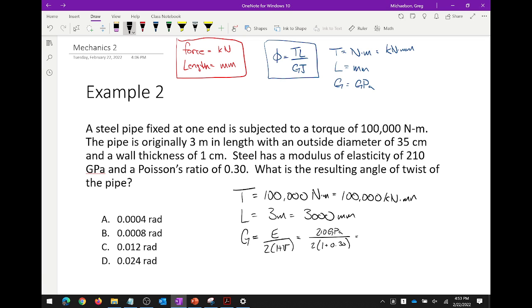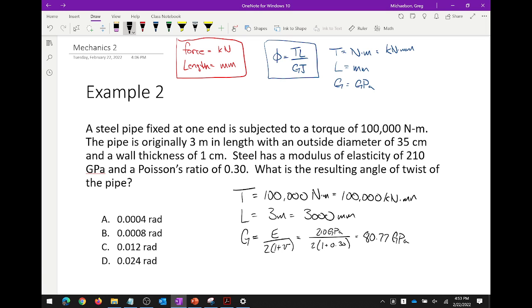So what is that? Say it again. 150 gigapascals. Oh, it's plus? Yes. Sorry, that's kind of small. 80.77 gigapascals. Okay. I was just trying to remember for the last slide because I forgot to write it down.